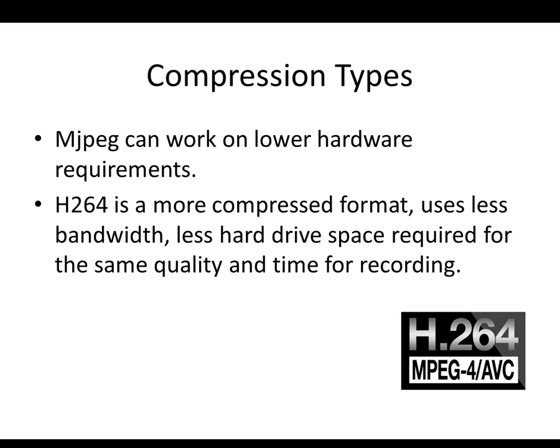Then we have a few compression types. We have MJPEG, which is the older compression type, and then we have the newer H.264. H.264 is a more compressed format. It uses less bandwidth and less hard drive space required for the same quality and time for recording.